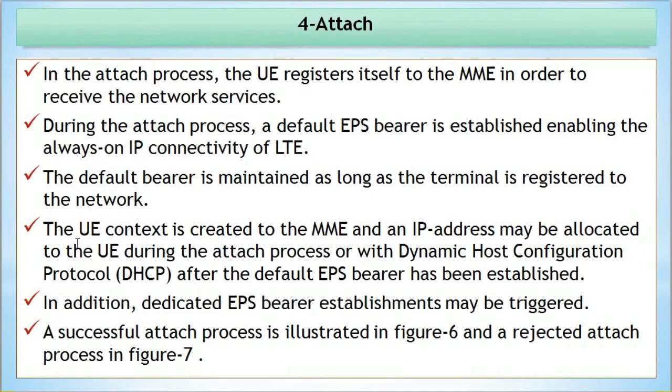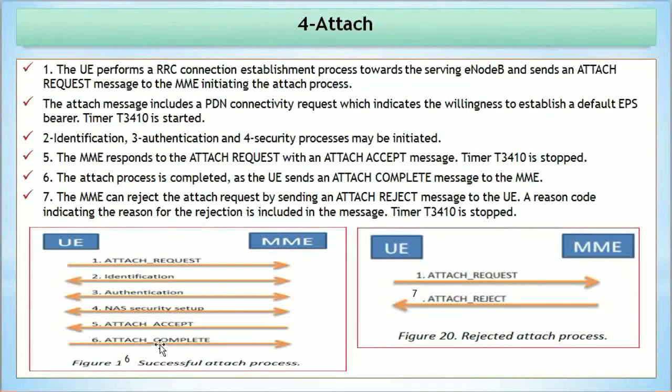Okay, and the UE context is created in the MME, and an IP address may be allocated to the UE during the attach process or with dynamic host configuration protocol DHCP after the default EPS bearer has been established. In addition, dedicated EPS bearer establishments may be triggered, and a successful attach process you will see in figure 6, and a rejected attach process you will see in figure 7. Here is figure 6 and figure 7.